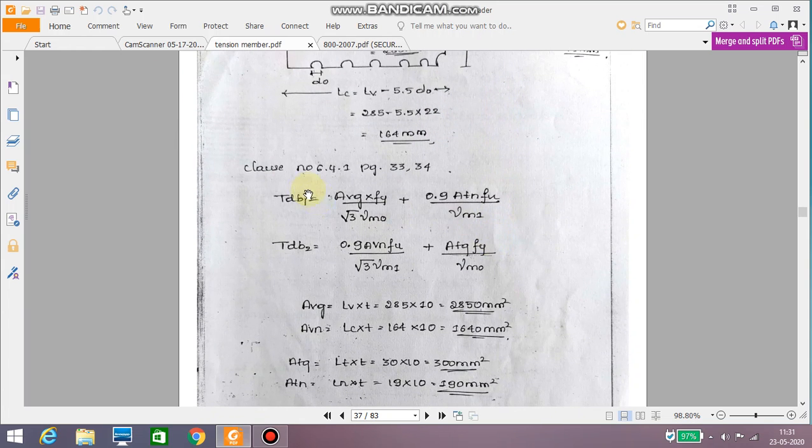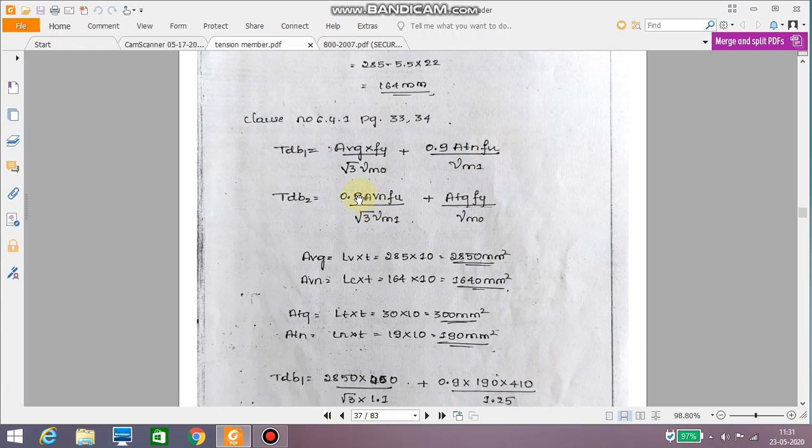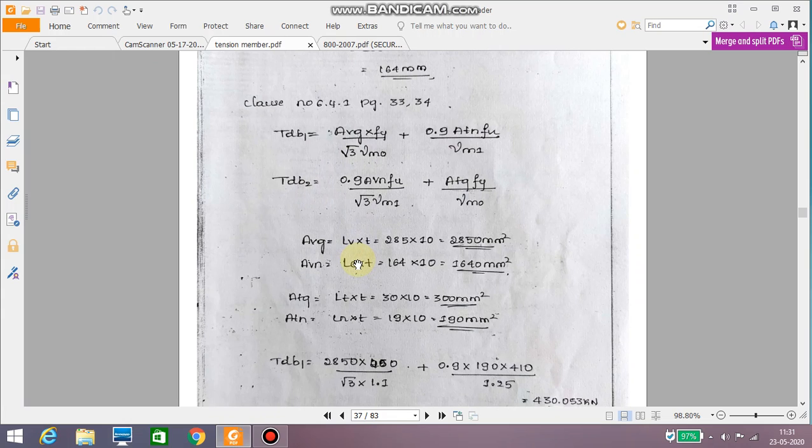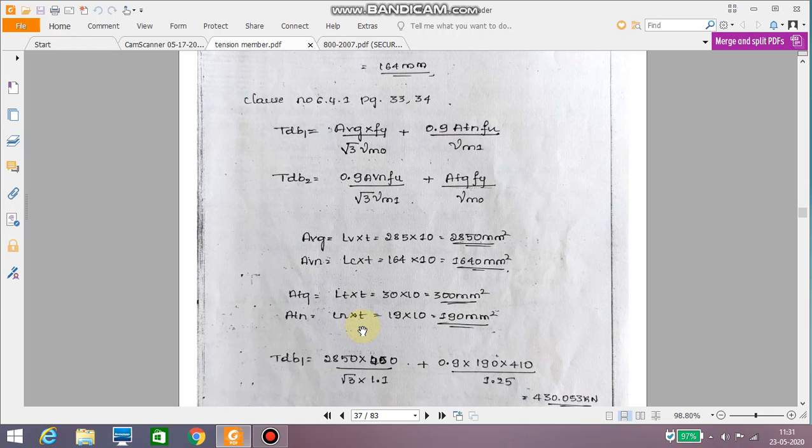Now from clause 6.4.1, page numbers 33 and 34, we have Tdb1 and Tdb2. For that, we have to calculate Avg, Avn, Atg, and Atn. So Avg equal to Lv into t, Avn equal to Lc into t, then Atg is Lt into t, and Atn is equal to Ln into t. So we get 2850, 1640, 300 millimeter square and 190 millimeter square.